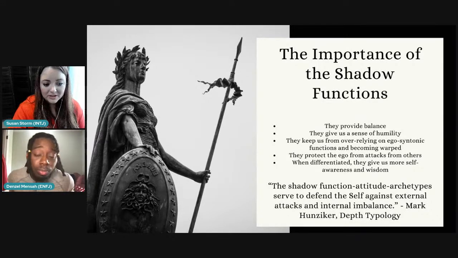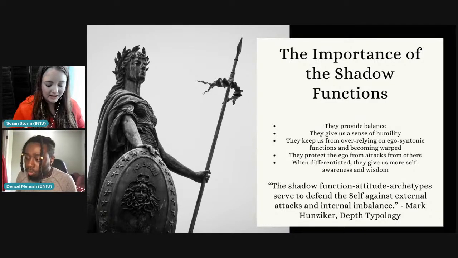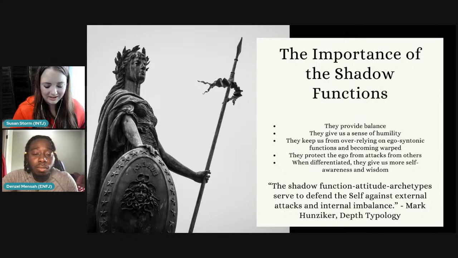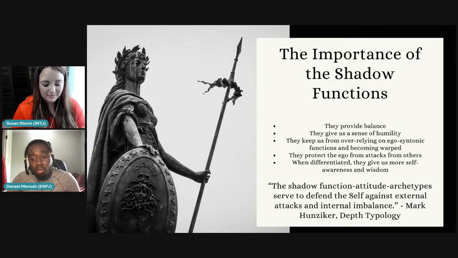The shadow functions keep us from over-relying on egosyntonic functions and becoming warped. The egosyntonic functions are your top 4 functions. And even though they're very important and they're the ones you should put the most conscious energy into developing, they also can lead us off the rails. They can become imbalanced at times. And so the shadow functions, again, create that tension of opposites where they balance our perspectives and keep them from being too one-sided.